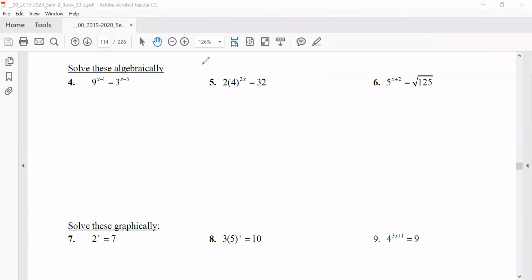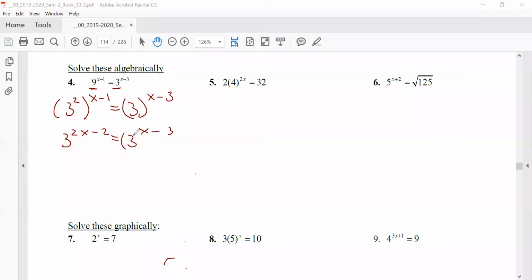So here I see my 2 bases. One's a base of 9, one's a base of 3. So I'm going to make them both base 3. I'm going to change how it looks, not what it's equal to. So 9 is really 3 squared. I'm going to simplify my exponent by multiplying everything by 2. Once my bases are the same, therefore my exponents are equal. And again, from here, now you're just solving a nice little grade 9 linear equation, right?